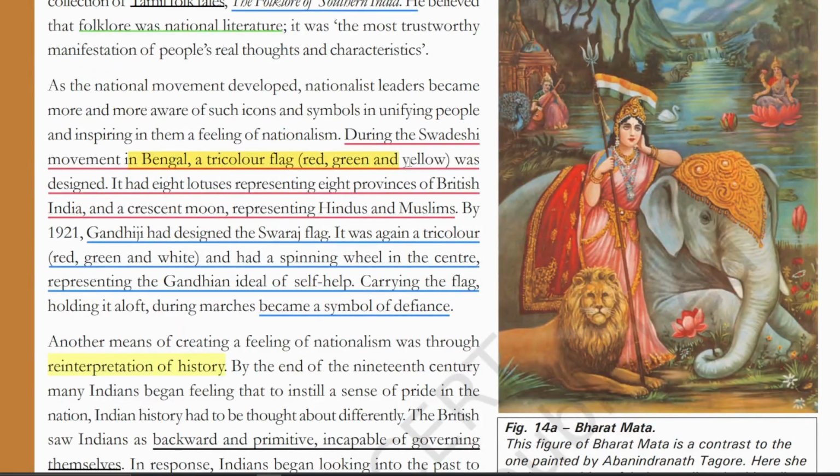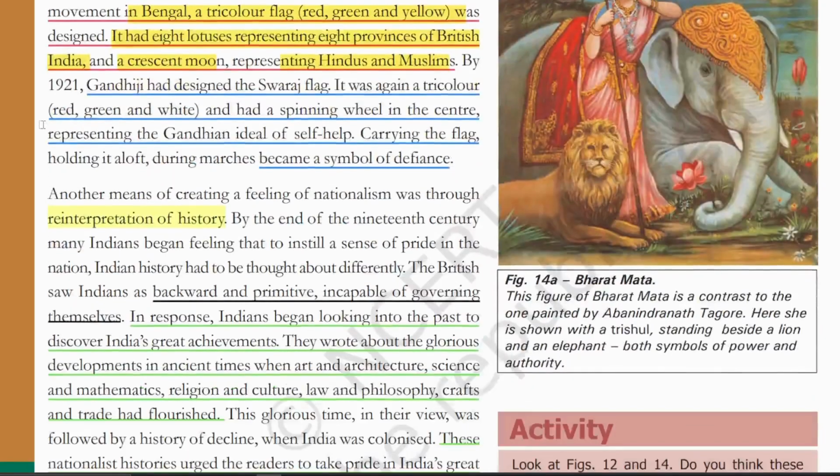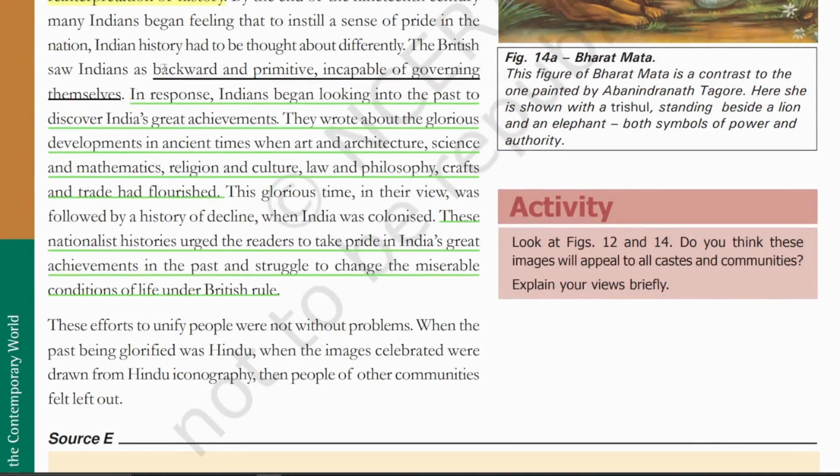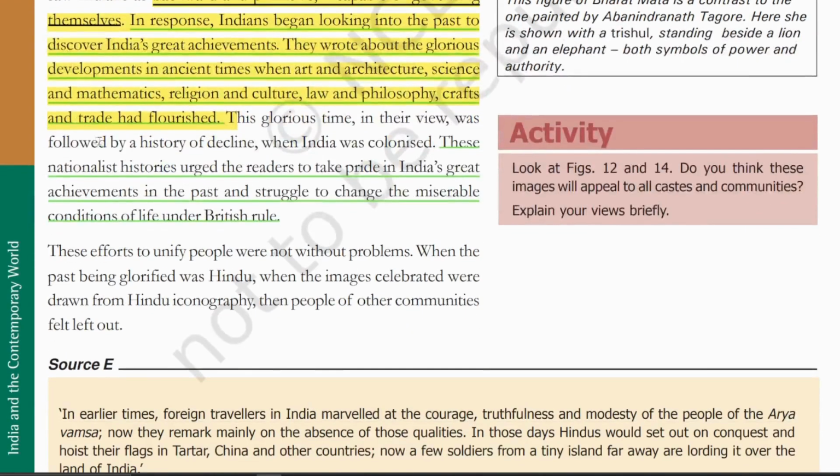Yeah, look. In Bengal, a tricolor flag, red, green, and yellow, was designed. It had 8 lotuses. What are the 8 lotuses? They represent the 8 provinces of British India, and a crescent moon representing Hindus and Muslims. This showed the unity and diversity we cannot see today. But that's how our freedom fighters imagined it. It's important. Please read it properly.